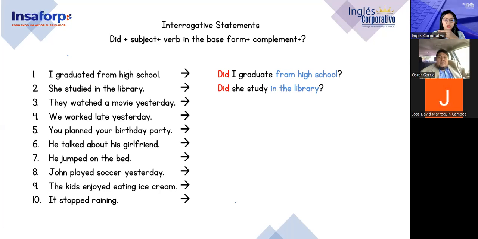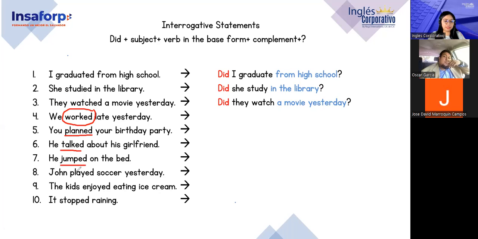There we go. Number three, they watched a movie yesterday. Question. Did they watch a movie yesterday? There we go. Did they watched? Not really. Did they watch a movie yesterday? Okay, in number four. What is the present or the base form of this verb? Identifiquemos las formas presentes. In verb from sentence number four, number five, number six, seven, eight, number nine, and ten. Vaya. Los escucho. Number four.